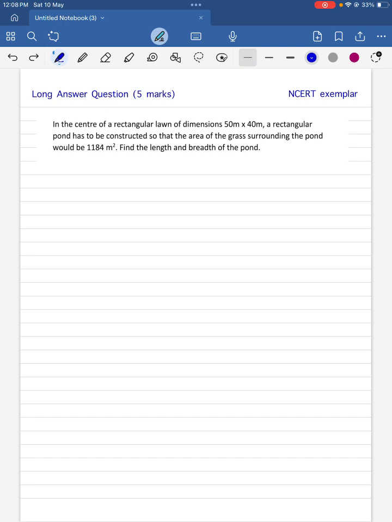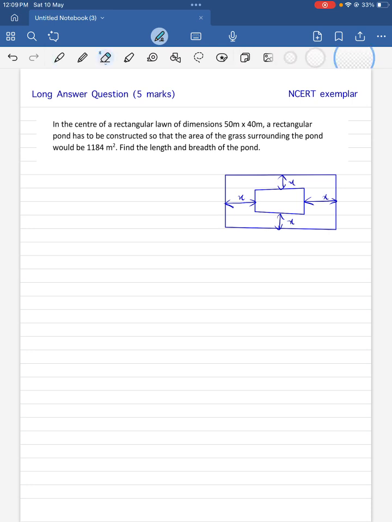Okay, so let me make a rough sketch of how the lawn and the pond would look like. So there's this rectangular lawn, and right in the middle, right in the center of this, there is a pond. Let us assume that the width from the pond is x. So it will be x all around because the pond is right in the middle. Now let's try to shade the part where the pond is. This is where the pond is, the blue part, and this is where the grass is, the green part.